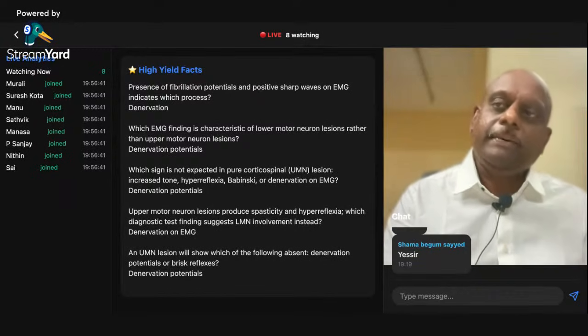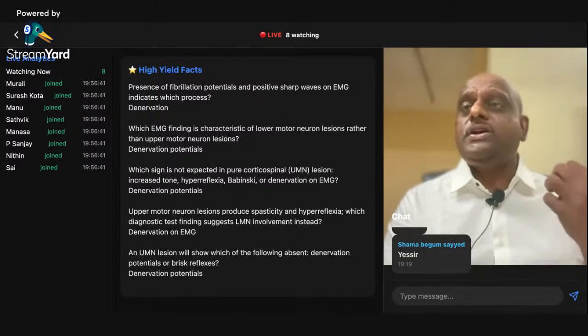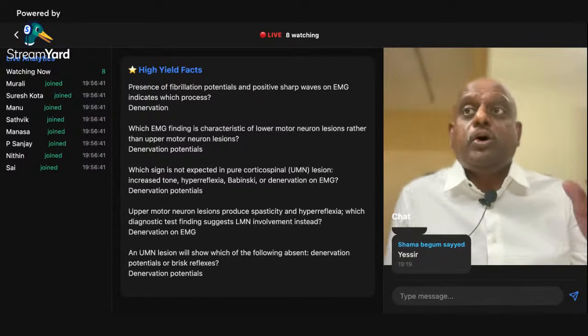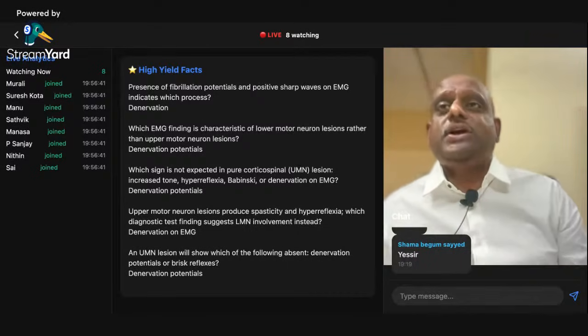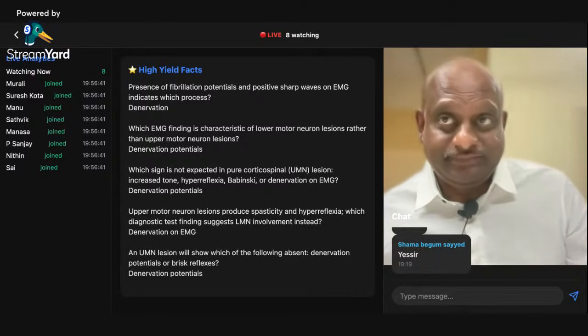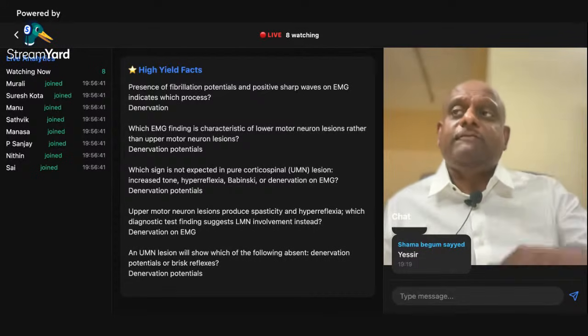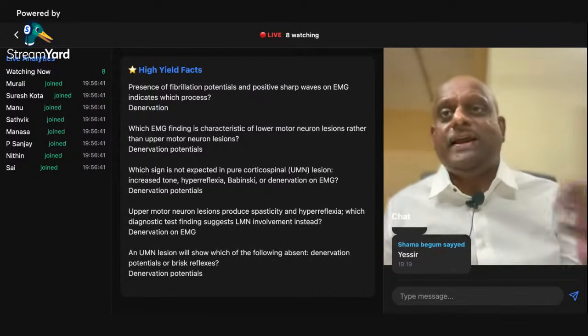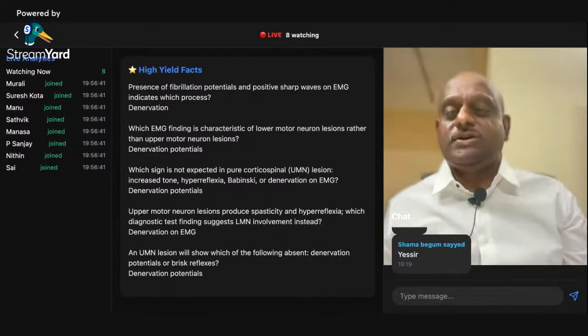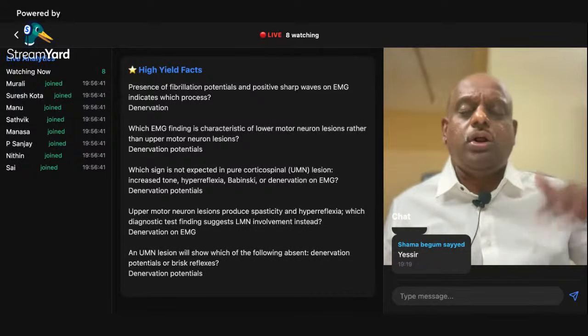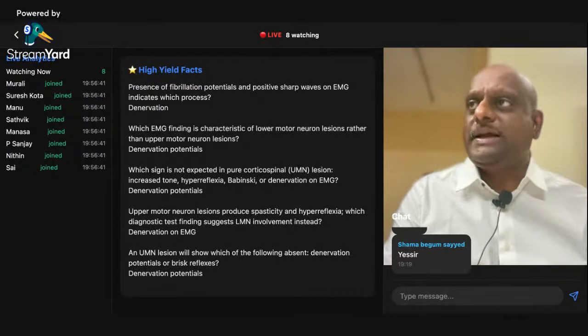So, the presence of fibrillation potentials and positive sharp waves on EMG indicate denervation, right? So, increased tone, hyperreflexia, Babinski, they're all the features of the upper motor neuron lesion, while denervation on EMG points to lower motor neuron, is what you need to basically remember.